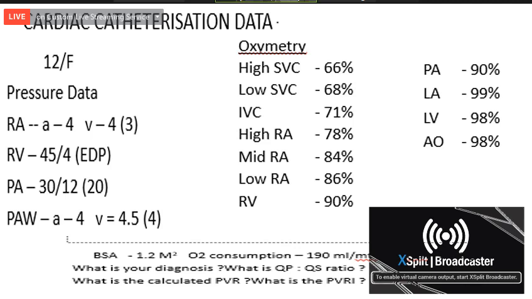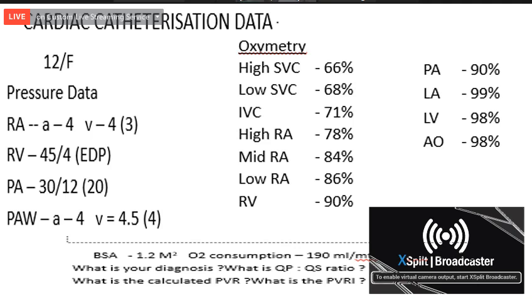From there, what happened to the mid right atrium? It is 84. So there is a significant step up, indicating a left to right shunt at the atrial level. There is a prominent torrential left to right shunt at the atrial level. Okay, right. Is there any step down anywhere? No, sir.